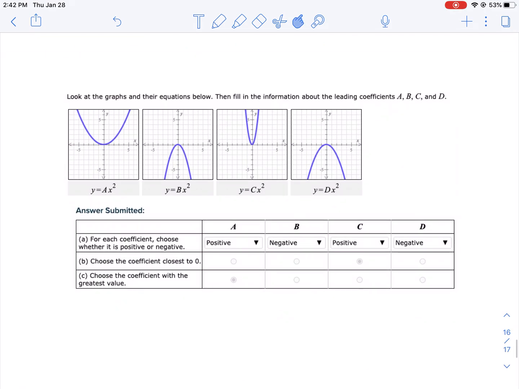Okay, this one. You got the first part right. A is correct. For B, I want you to choose the coefficient that's closest to 0. Closest to 0 is the widest parabola, because we know A, as it gets really close to 0, gets really, really wide. Which one of these is the widest? Well, it's not C that you chose. It's A.